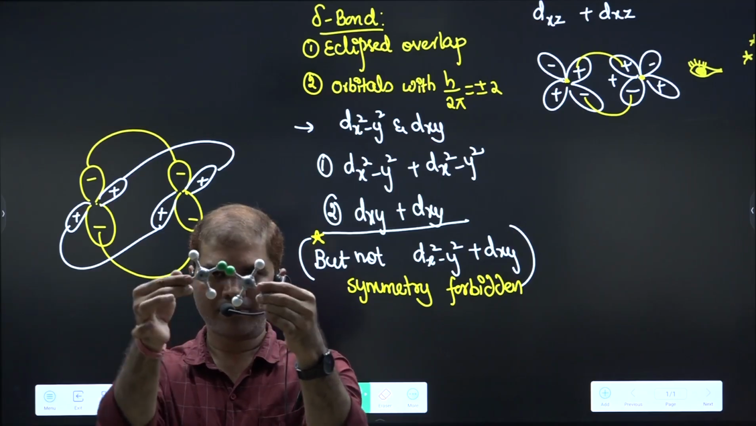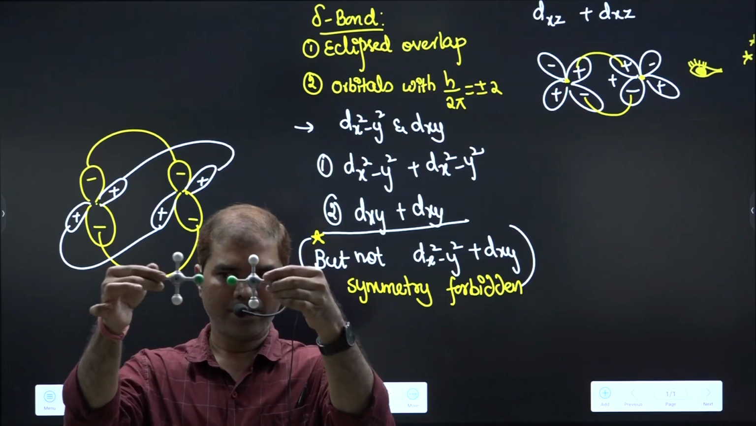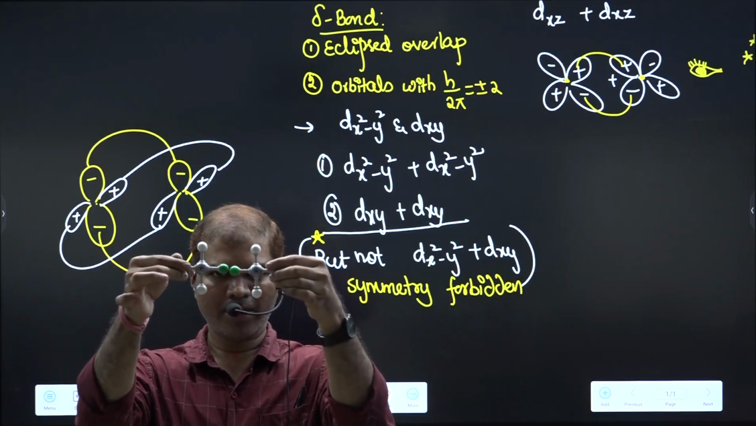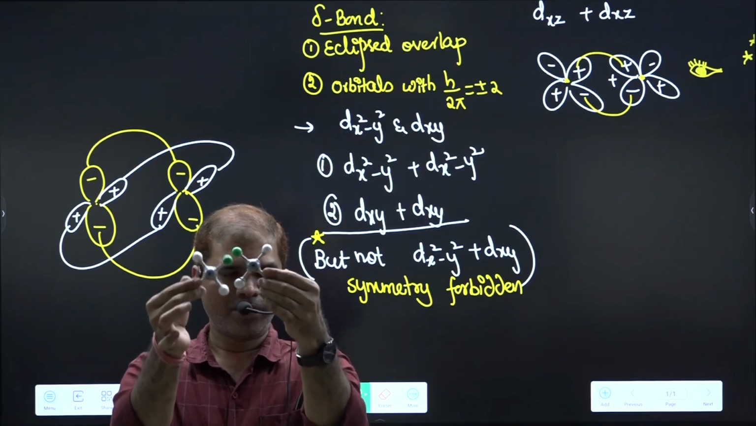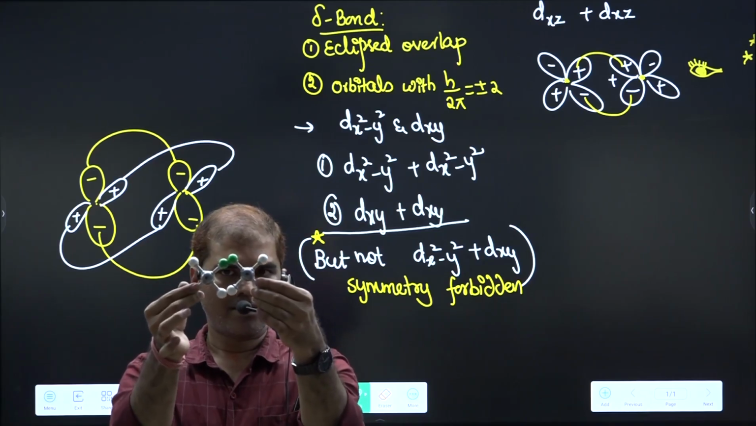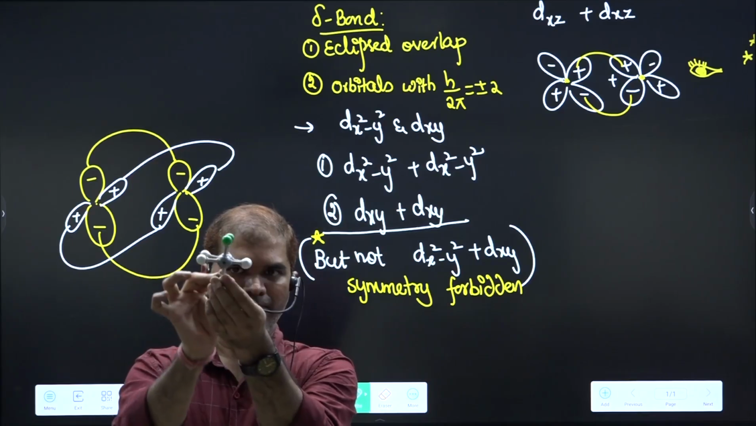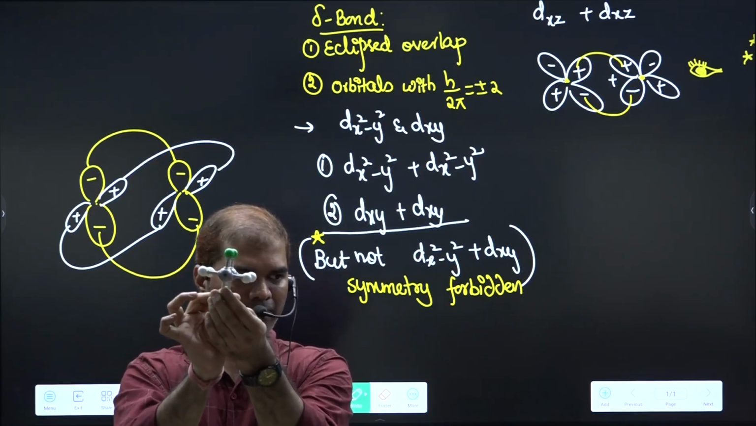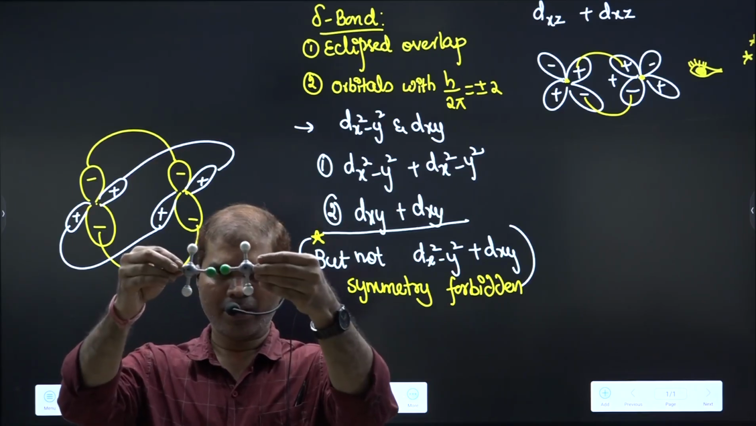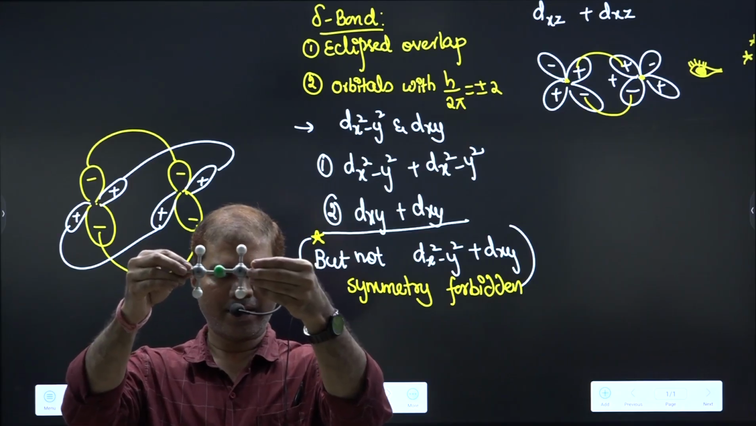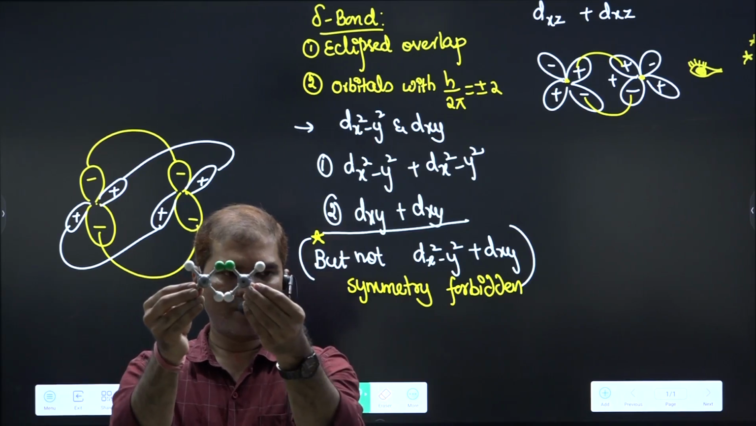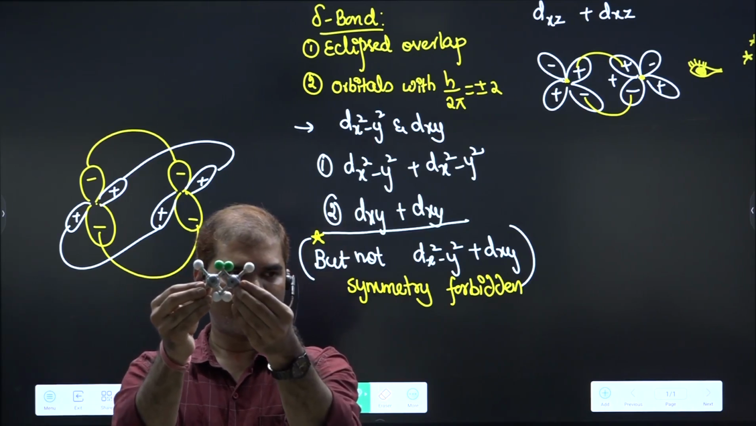Pi bond, sigma. So head to head overlap or linear overlap, sigma. Sideway overlap, only 2 lobes of each orbital will participate. And delta, eclipsed overlap. Okay. In this linear overlap, they can come much closer. But in sideway overlap, they cannot come much closer.